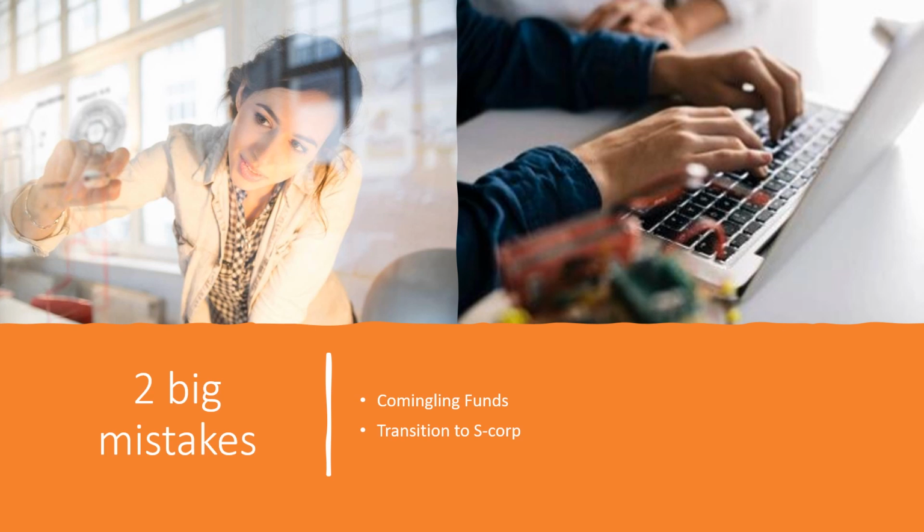The number two biggest mistake that small businesses make is not knowing when to transition from a sole proprietor to an S election. We will discuss this topic in the advanced training session.